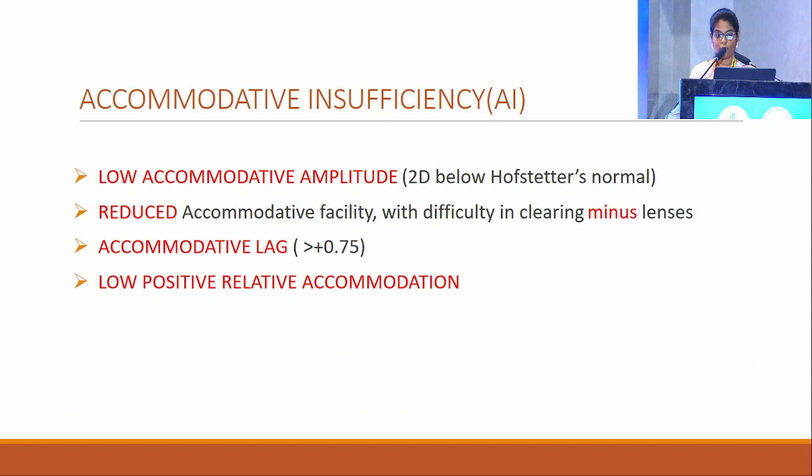Now, coming to accommodative insufficiency, how can you diagnose a case of accommodative insufficiency? When there is low accommodative amplitude, that is 2 diopters below Hofstadter's normal value, and the accommodative facility is reduced, when there is difficulty in clearing the minus lenses, when there is accommodative lag on MEM retinoscopy with a value of more than 0.75, and low positive relative accommodation.